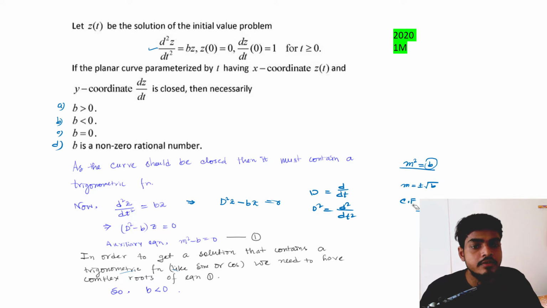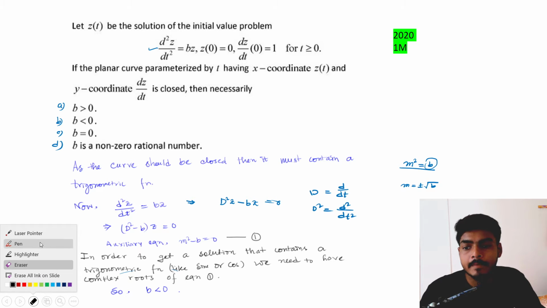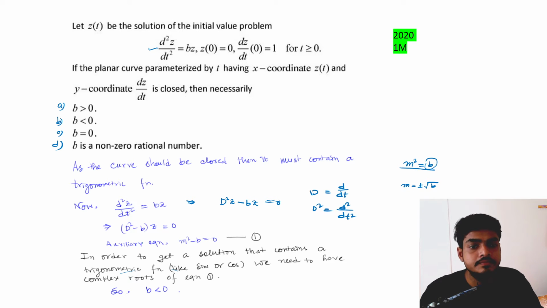Are you guys there? Following? So what would your CF be? CF would be C1 e to the power root b x plus C2 e to the power minus root b x. This would be your equation if b is positive, here b greater than 0.